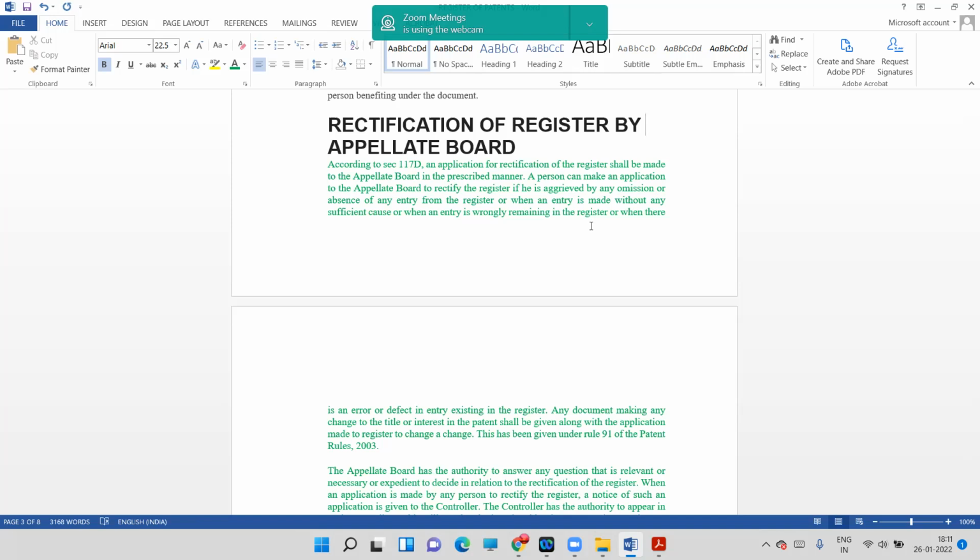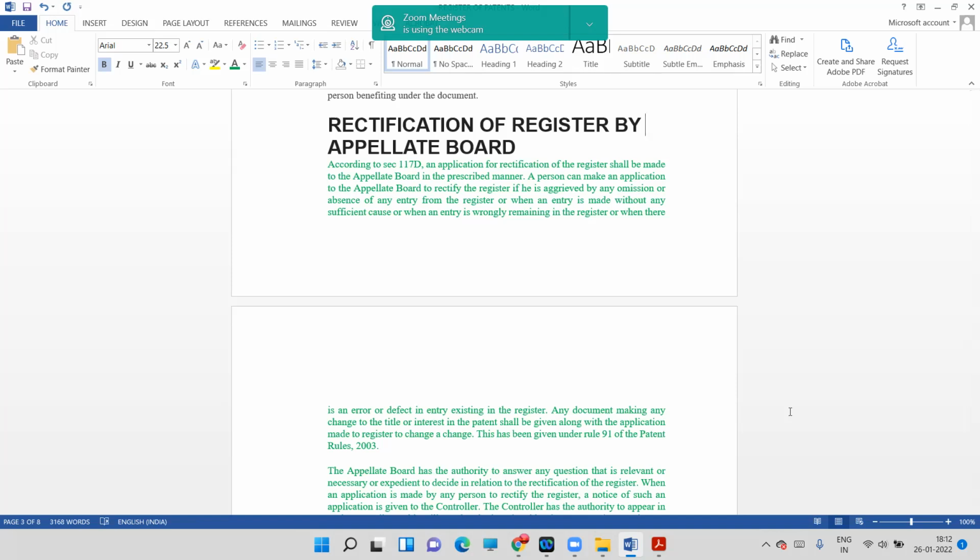Suppose there are joint applicants for the patent, and one of them is missing. That one of the names of the applicant is missing in the register. He can approach the appellate board to include it if he is not taken care of by the controller. It is correction of any mistake.